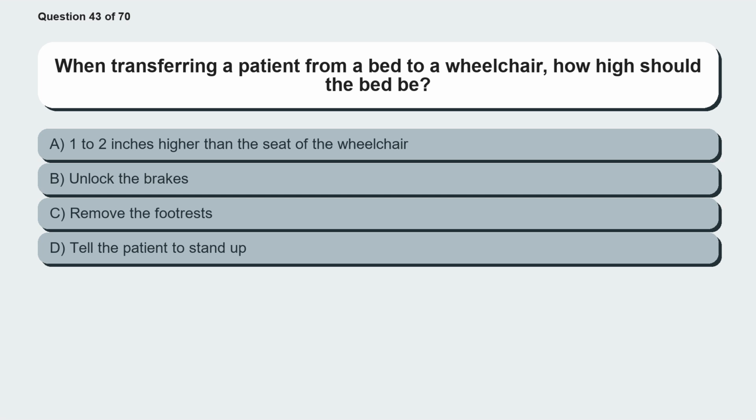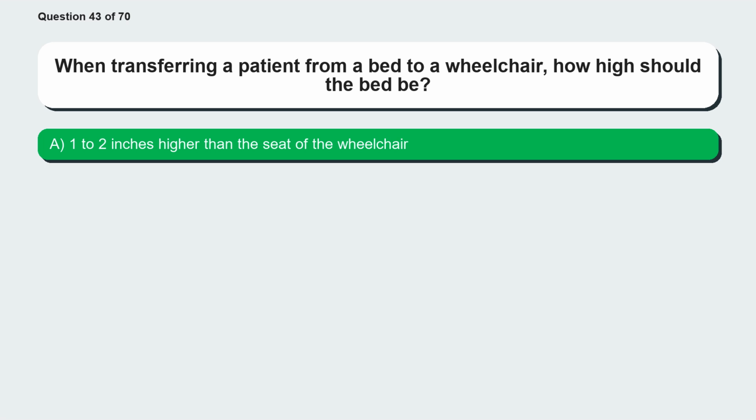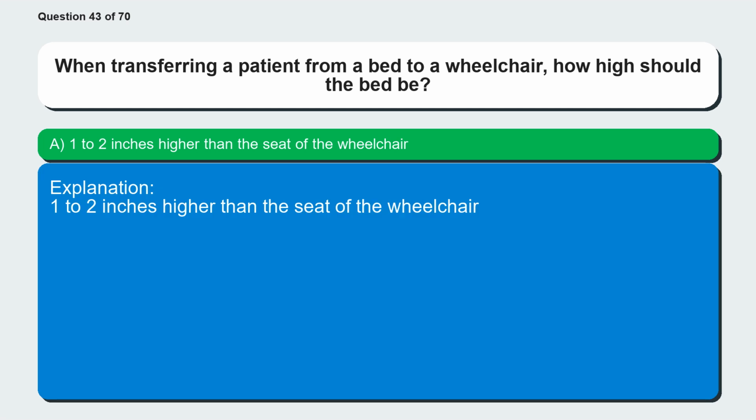Question 43. When transferring a patient from a bed to a wheelchair, how high should the bed be? Option A, 1 to 2 inches higher than the seat of the wheelchair. Option B, unlock the brakes. Option C, remove the footrests. Option D, tell the patient to stand up. The correct answer is option A, 1 to 2 inches higher than the seat of the wheelchair.